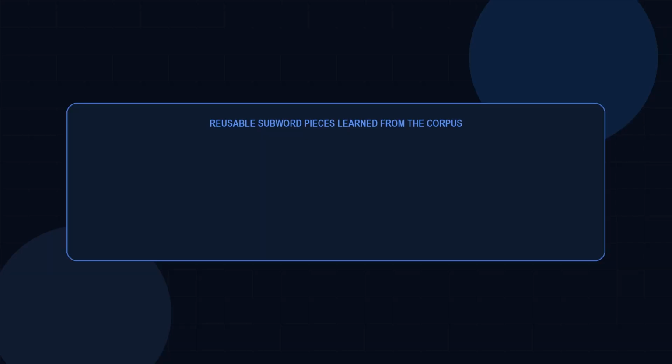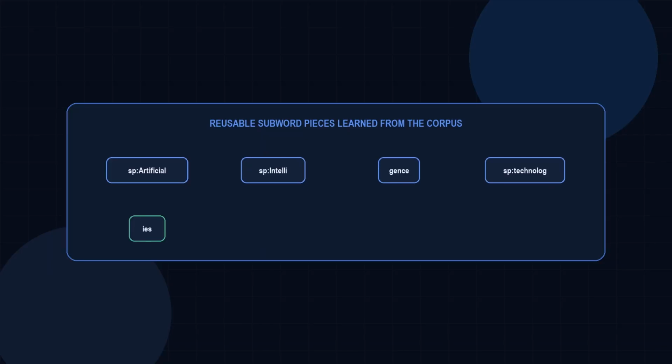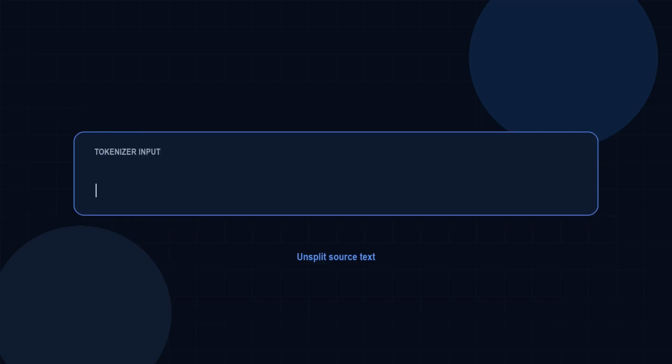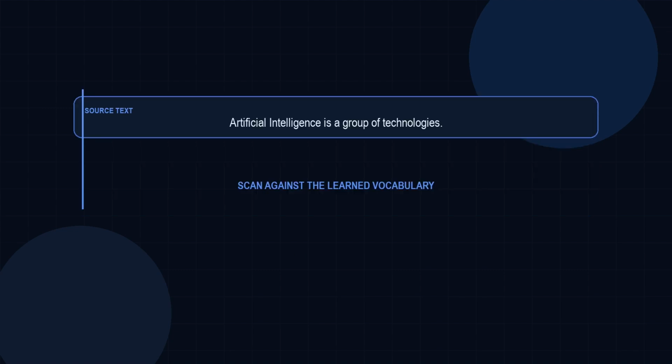So once byte pair encoding is done, what we have is a vocabulary of subwords that the model understands. It might look something like this. Now let's trace exactly what happens to a line of text before it enters the model. Take this sentence, for example. The tokenizer scans the text and breaks it into the subword pieces that exist in its vocabulary.